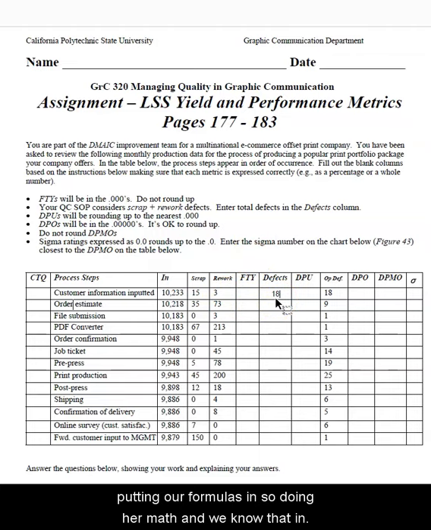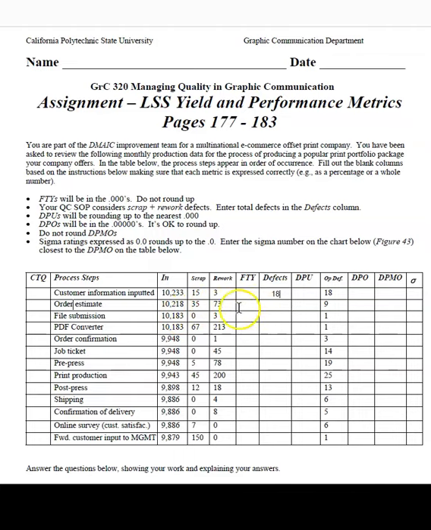So doing our math, we know that in minus scrap minus rework, so in minus these three things, divided by in would give us our FTY, and that's expressed in a percentage. So we're going to be at 99.82%.